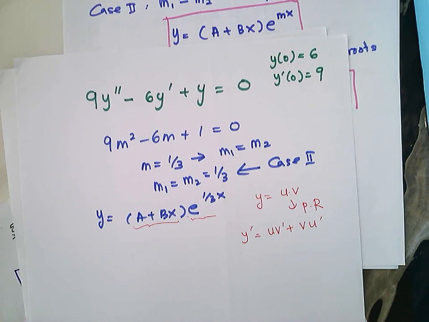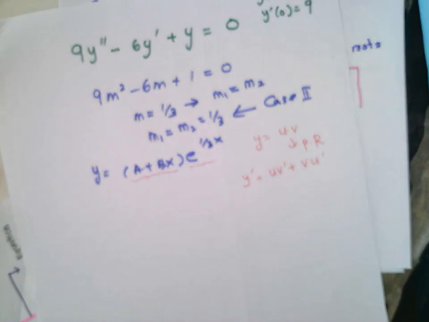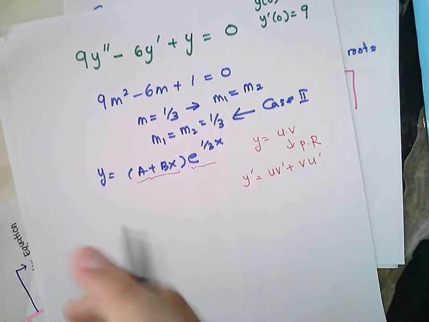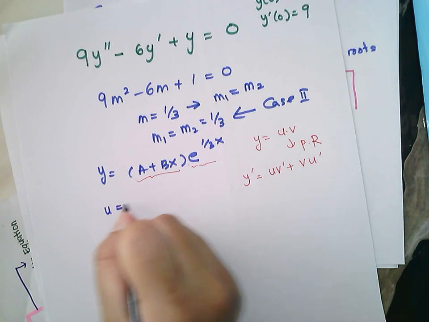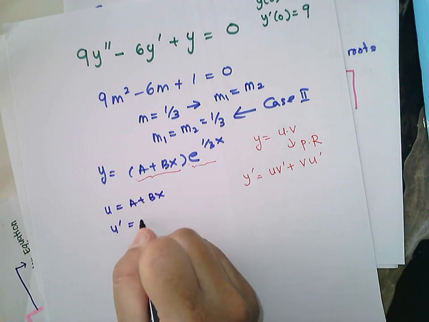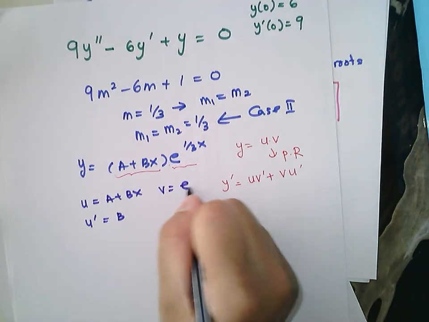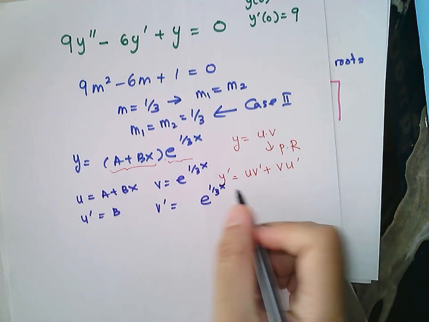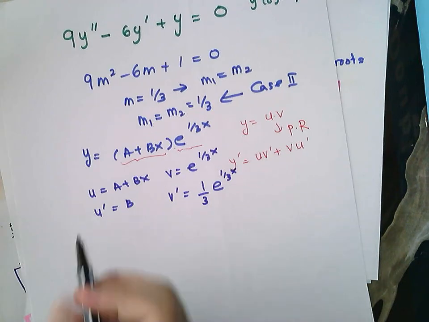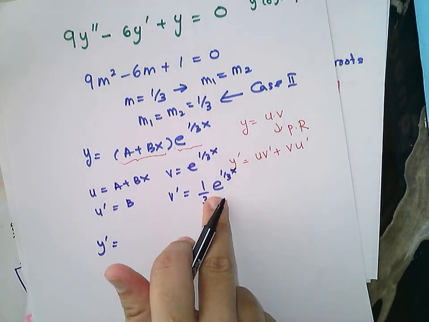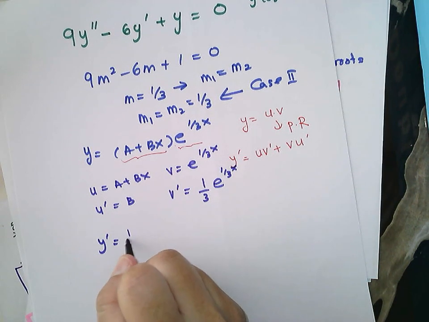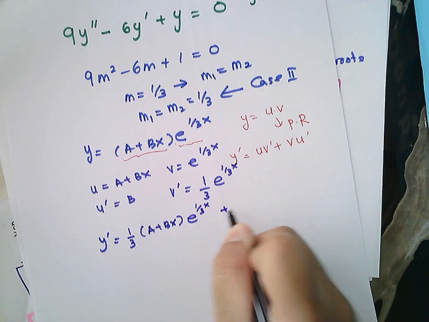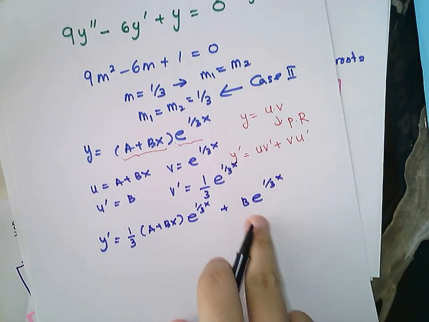Okay, so for this case, define your u and v. You can either choose this one as u or this one as u. It's up to you. Now I'm using the first expression as u. Therefore u equals a plus bx, so differentiating this will give you b. And your v equals e to the power 1 over 3 x. Differentiating the exponential gives you the exponential, and differentiating the power gives you 1 over 3. Therefore y prime equals uv' plus vu'. So you will have 1 over 3 (a plus bx) e^(1/3 x) plus b e^(1/3 x). So this is your y prime.